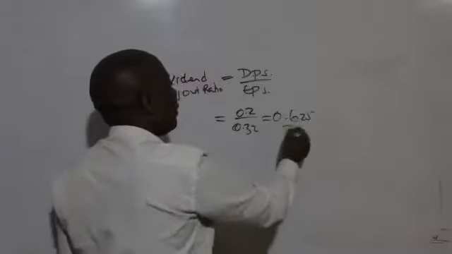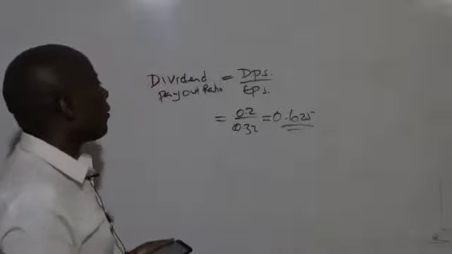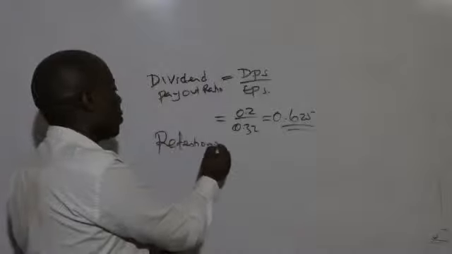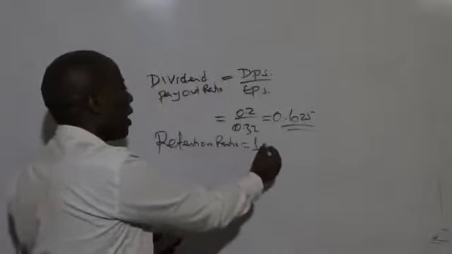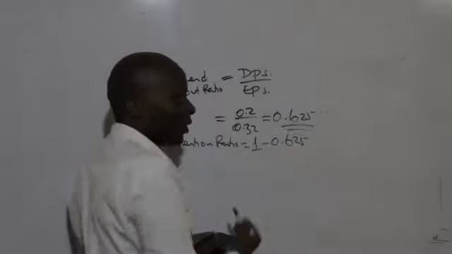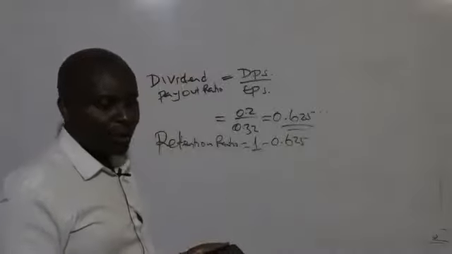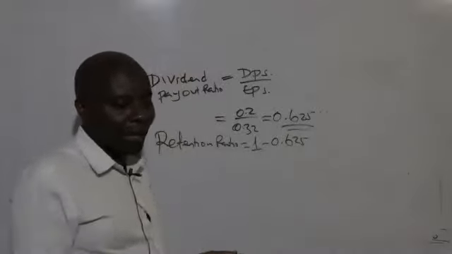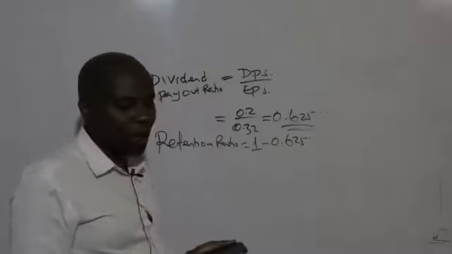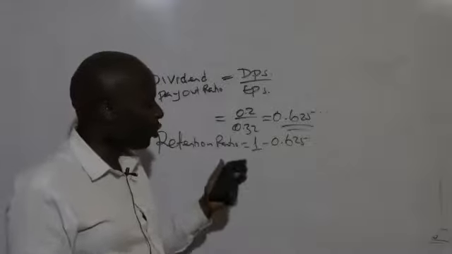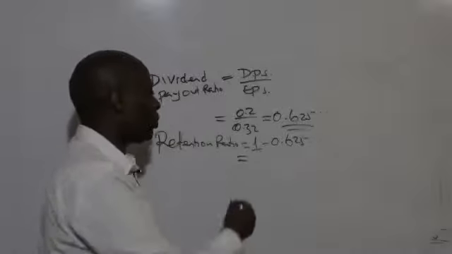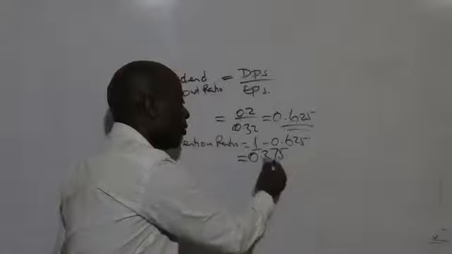Now, the moment I have 0.625 as the dividend payout ratio, then I'll be able to know the retention ratio. The retention ratio will be equal to 1 minus the dividend payout ratio, which is 0.625. So what we are able to retain will be, of course, 1 minus what we pay. Kindly give me the retention ratio here, which will be 1 minus 0.625. The answer is 0.375. Thank you very much.